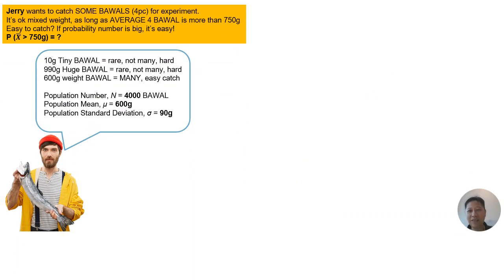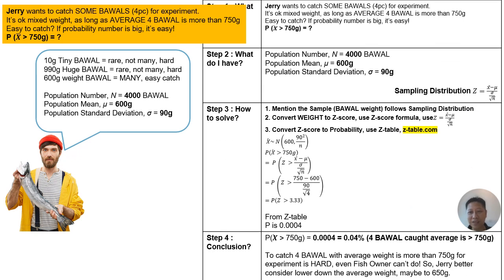Now we want to help Jerry. Jerry wants to catch 4 bawal fish as long as the average is 750 grams or more. We are going to use these 4 steps to help us too. First step is, what do we want? Me and Jerry, we want to catch 4 bawal fish, average is more than 750 grams. We want to find the probability of catching these 4 big bawal fish. If the probability number is big, it means that it's easy to catch.